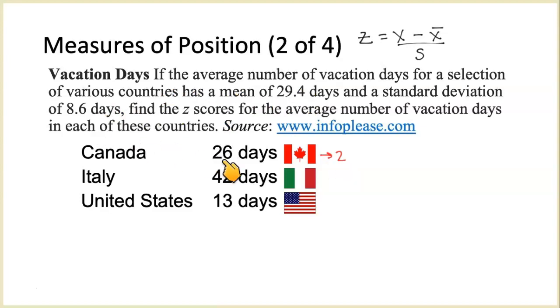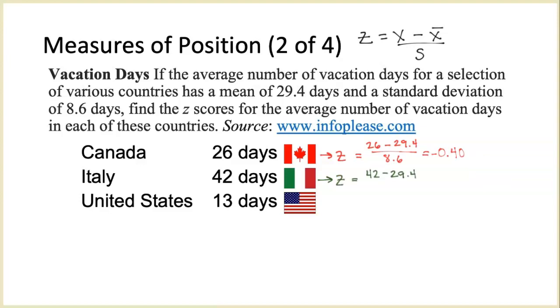So to convert the 26 days that Canada has for vacation, we would utilize the z-score formula here: 26 minus the average of 29.4 divided by 8.6. And so that will give us a numerical value that will tell us how far away Canada is from the average number of vacation days from the select countries. So its z-score is negative 0.4. And I'm going to go over what those values are in just a moment.